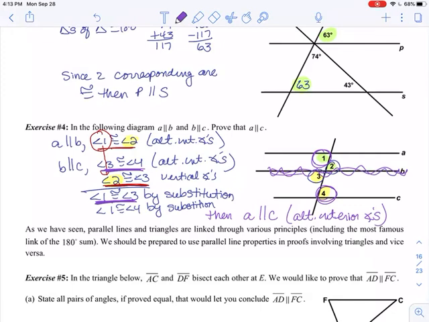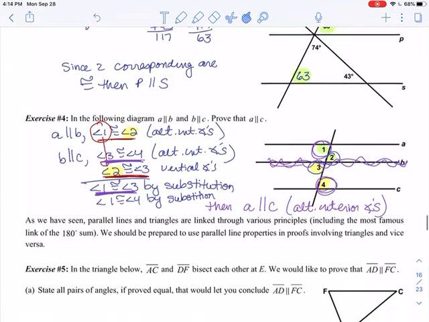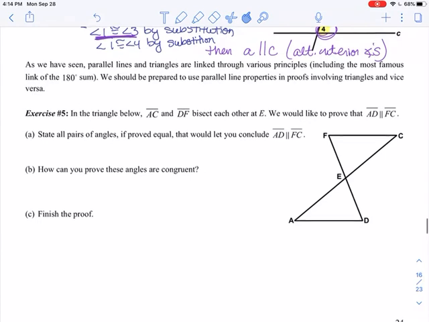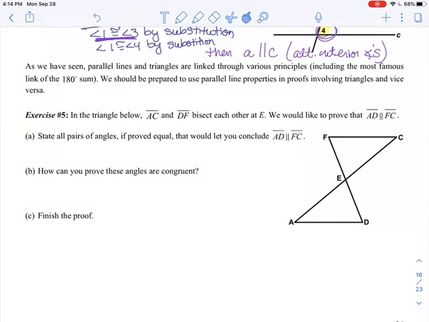Okay? As we've seen in the last problem, parallel lines and triangles are linked through various principles, including the most famous link, the 180 sum, the one we proved yesterday. We should be prepared to use parallel line properties in proofs involving triangles and vice versa. So we're going to do a little proof here. In the triangle below, AC and DF intersect at E. We would like to prove that AD is parallel to FC. State all pairs of angles that, if proved equal, would let you conclude that AD is parallel to FC.